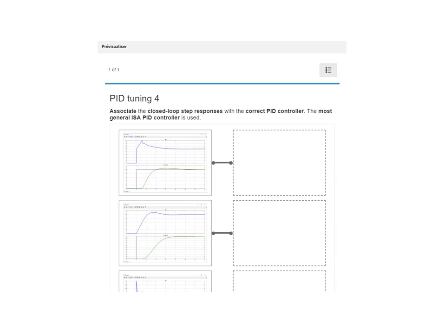Well, since this is so much fun, let's do another one. Here you have to associate the closed loop responses that you see here on the left with the correct PID controller, and you have to know that here the most general ISA, International Society of Automation, PID controller is used. So for instance, here we play with these parameters B and C, B that you see in the proportional error and C that you see in the derivative error.